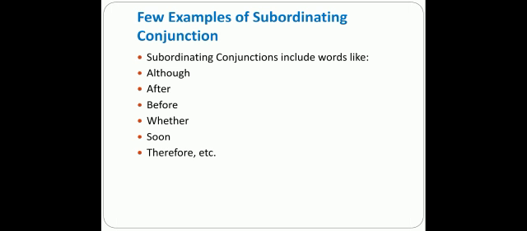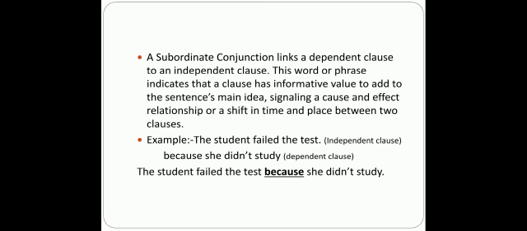Now let us look at few examples of subordinating conjunction. Subordinating conjunctions include words like although, after, before, whether, soon, therefore, etc. A subordinating conjunction links a dependent clause to an independent clause. This word or phrase indicates that a clause has informative value to add to the sentence's main idea, signaling a cause and effect relationship or a shift in time and place between two clauses. This is the same that I explained you earlier.